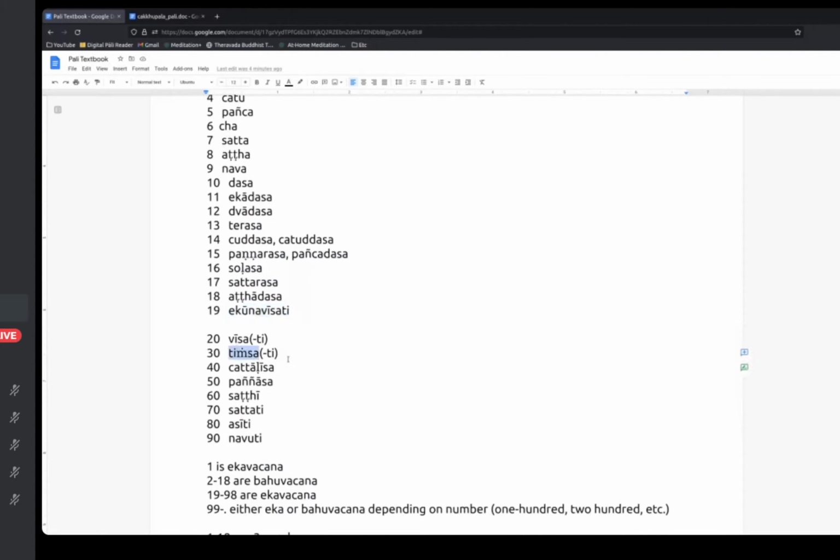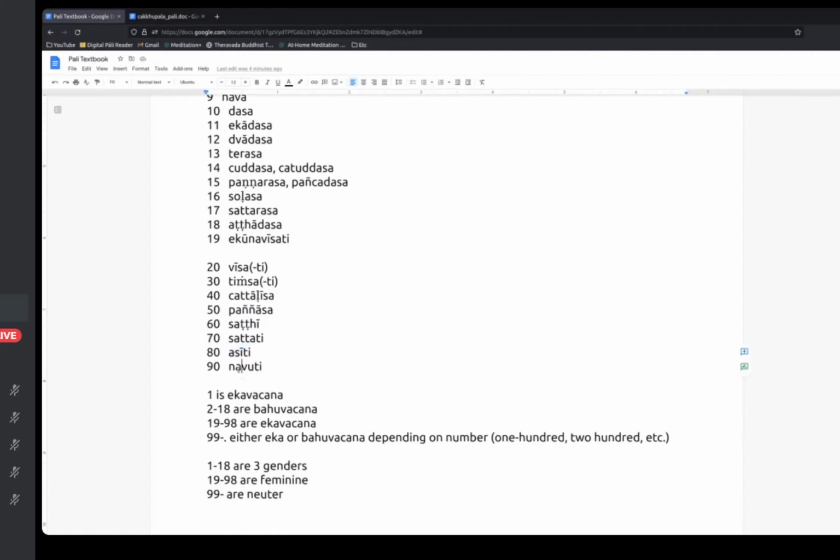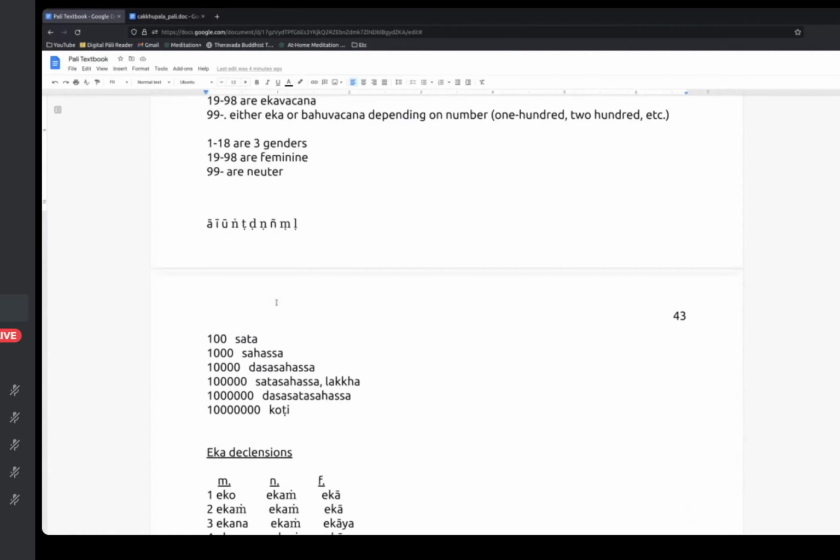1 less than 30 is ekunatingsa, or ekunatingsati. So 29 is ekunatingsati. 39 is 1 less than 40, so ekunachatalisa. 49 ekunapanyasa. 59 ekunasati. 69 ekunasatati. 79 ekunaasiti. Ekunanavuti. And then 99 is ekuna satang.